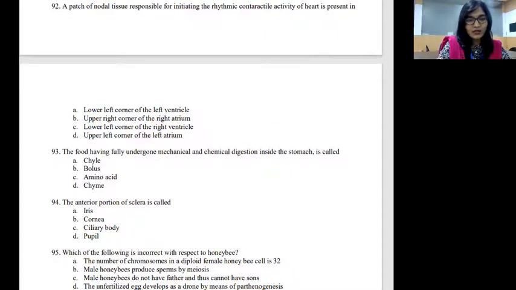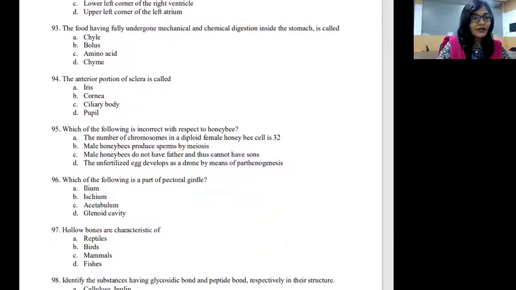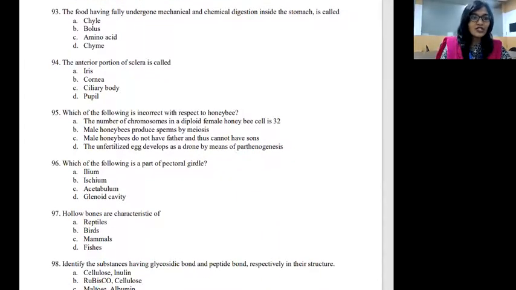Okay. The next question. The food having mechanical and chemical digestion in the stomach. The food is coming from the mouth, going through the esophagus, and then going to the stomach. When the food has reached the stomach, it is partially digested. That time we call it chyme. Bolus means when it is present in the mouth along with saliva, mucus and salivary amylase, we call it bolus.